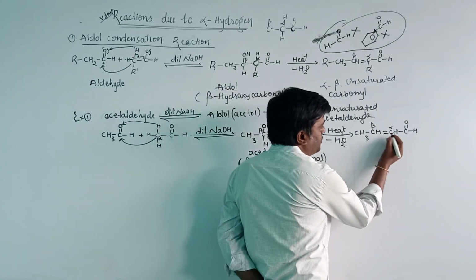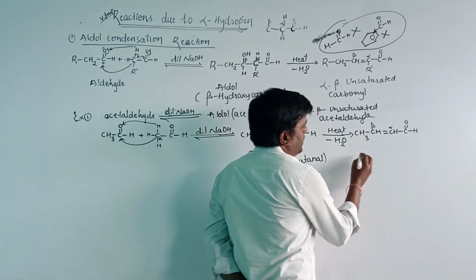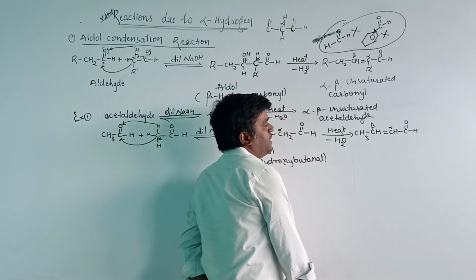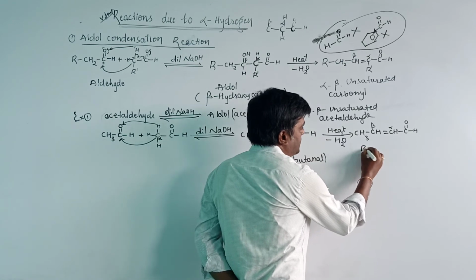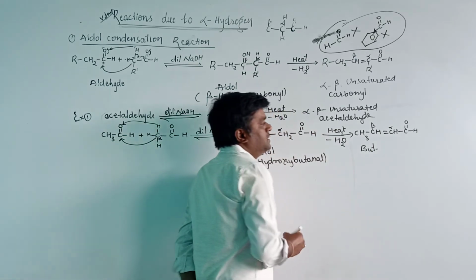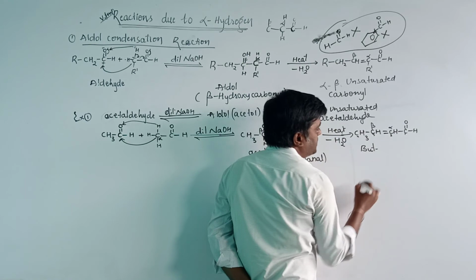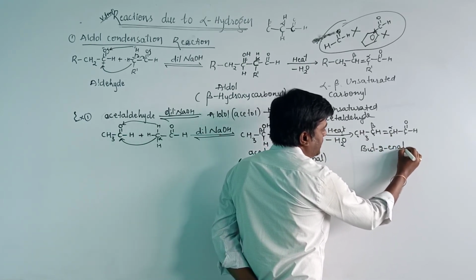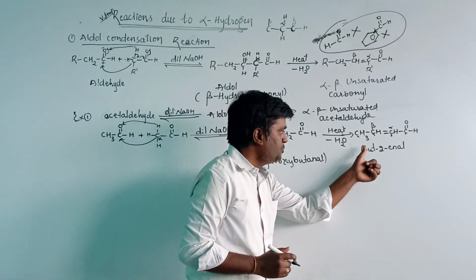Then the unsaturation is created between alpha and beta. Therefore it is known as an alpha beta unsaturated carbonyl compound, here an aldehyde. Let us write the particular name for this compound. There are 4 carbon atoms in the parent chain. The unsaturation is present on the second position, so it is 2-ene, and the functional group is the aldehyde, so the IUPAC name for this compound is but-2-enal.